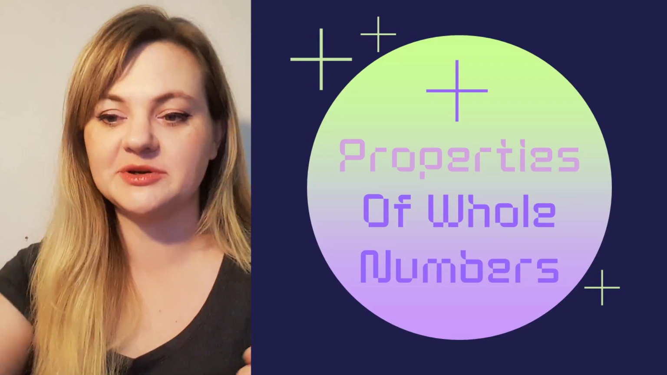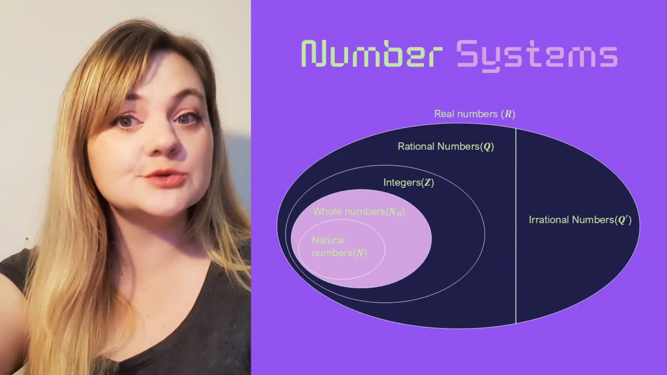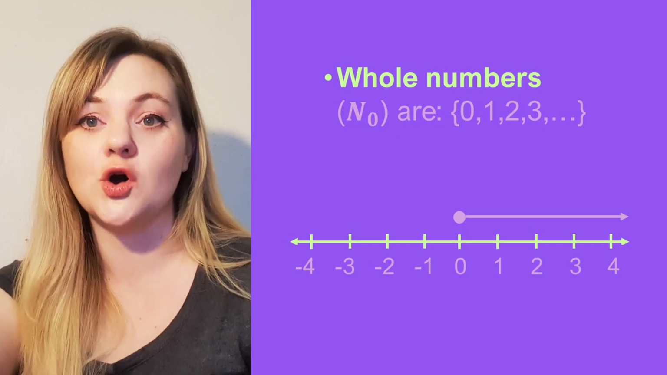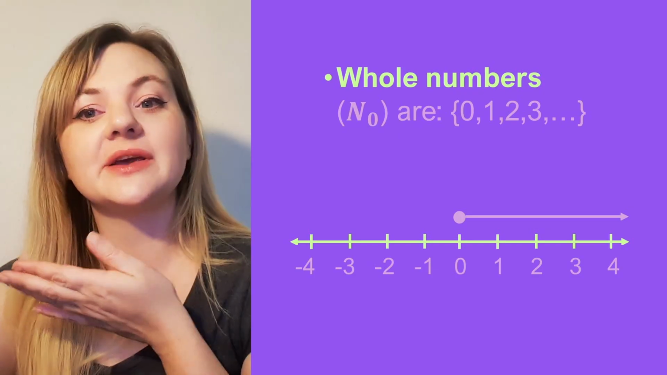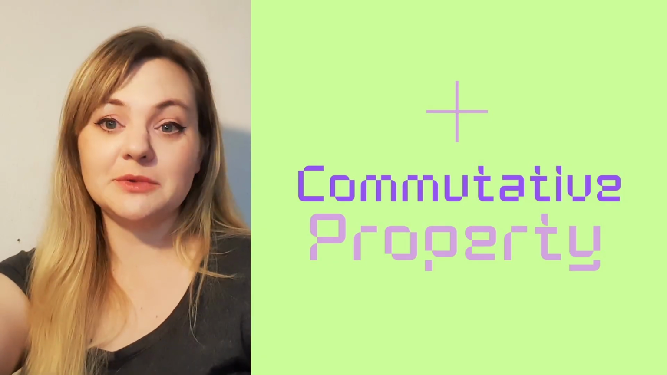Today I'm going to talk about all the properties of the whole numbers. We looked at whole numbers last time, and as you can see, it includes all the natural numbers. The whole numbers are from 0 all the way to infinity. No fractions. So the first property of the whole numbers is the commutative property.